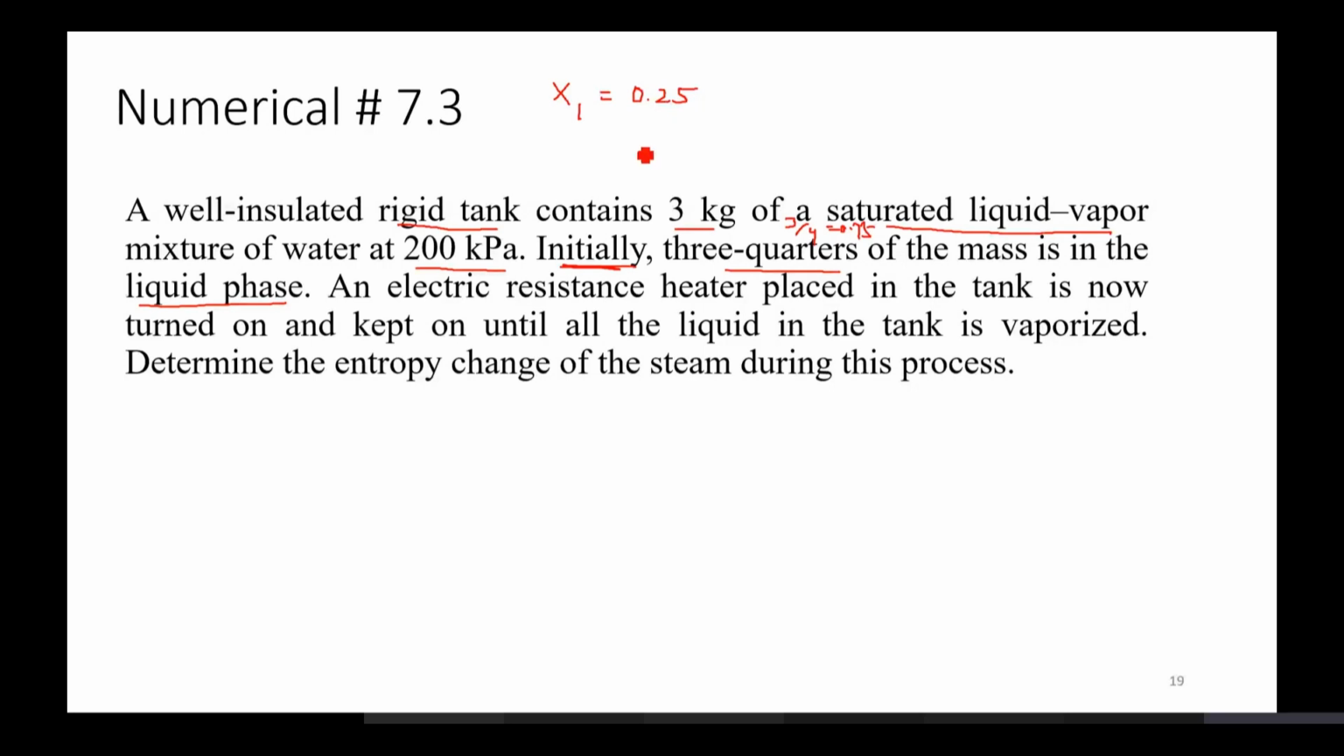Quality is defined as the mass of vapors divided by the total mass. So if the mass of liquid divided by the total mass is 0.75, the quality value would be 0.25. An electric resistance heater is placed in the tank now and is kept on until all the liquid in the tank is vaporized. Here we assume that by vaporizing it is meant that x is equal to 1. You have to determine the entropy change of steam during this process.